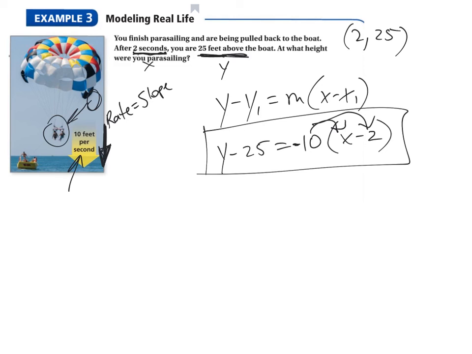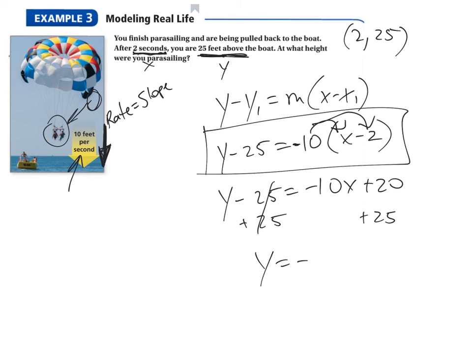and then it asks what height were you parasailing? In other words, what is the y-intercept? So we would need to solve, so let's do that. y minus 25 is equal to -10x plus 20. So now we add 25 to both sides. And it looks like we were parasailing at 45 feet. Because this, in slope-intercept form, is my y-intercept, and that's where I started.